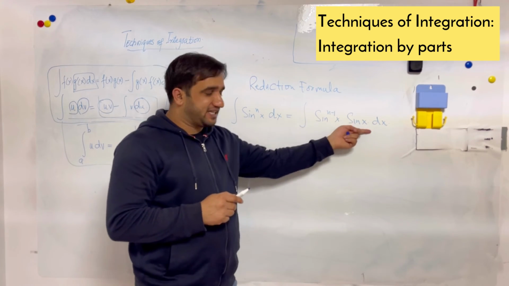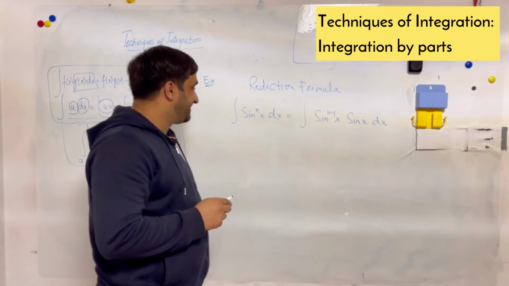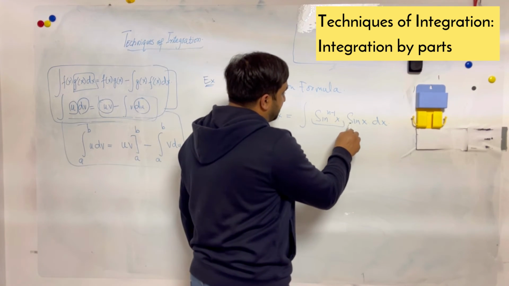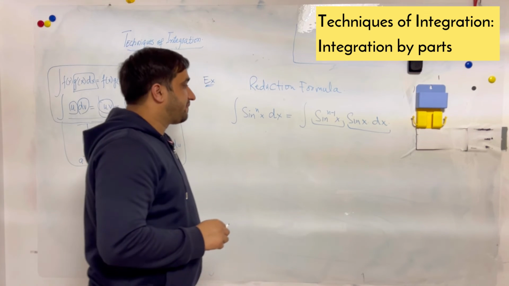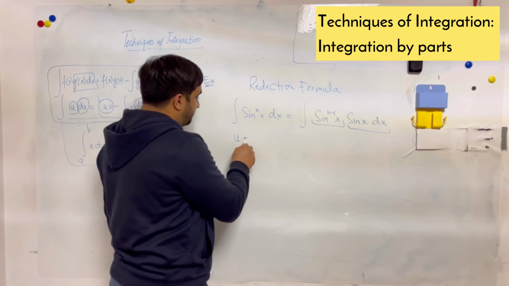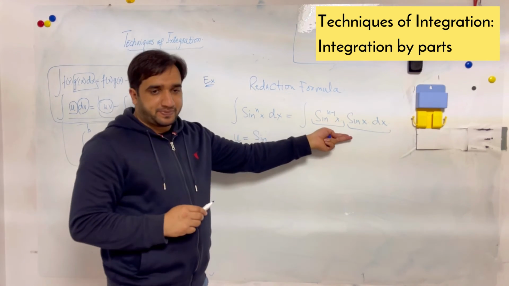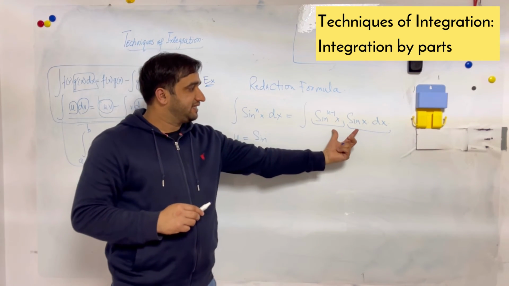Okay. Is it okay? I have your permission. Now I have something to make u dv. So if I assume that u is equal to sine, this and this are same, I simply wrote them in two parts.